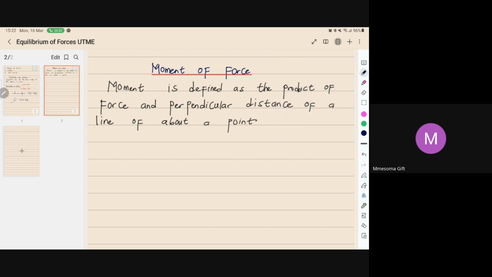Remember that moment is different from your work done. Work done is force times distance, but this time around, the distance has to do with what? Perpendicular distance. Unlike work done, that is just force times distance, this one is now force times perpendicular distance. So we have that moment is equal to your force multiplied by your perpendicular distance.